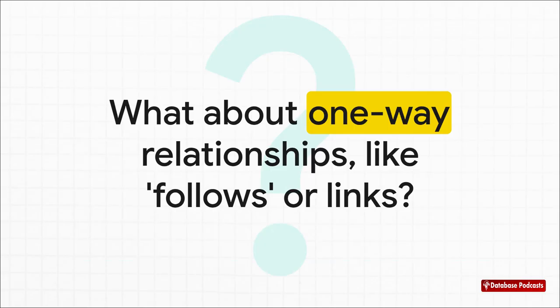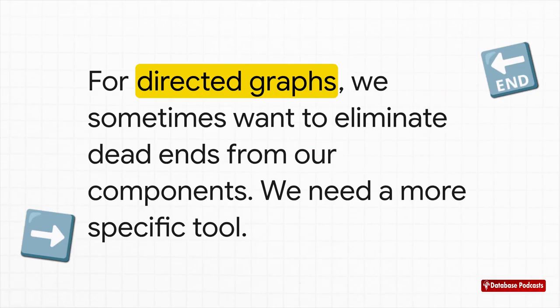That makes total sense for things like mutual friendships. But what about one-way streets? You know, like when you follow a celebrity on a social network, they're probably not following you back. Or when my website links out to a big news site, they're not linking back to me. How does the algorithm handle that? Right, and that question exposes a little limitation in the basic algorithm. Because it's just looking for any path, it kind of ignores the direction of the arrow. So to really deal with these one-way relationships properly, we need a slightly different, more specific tool.